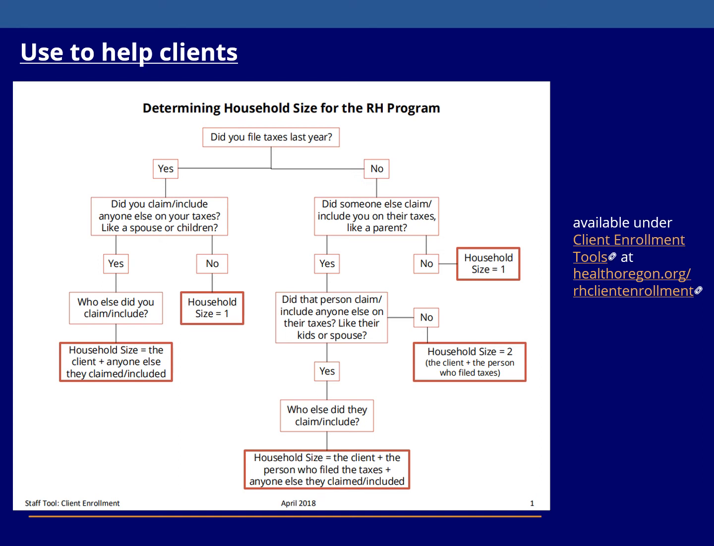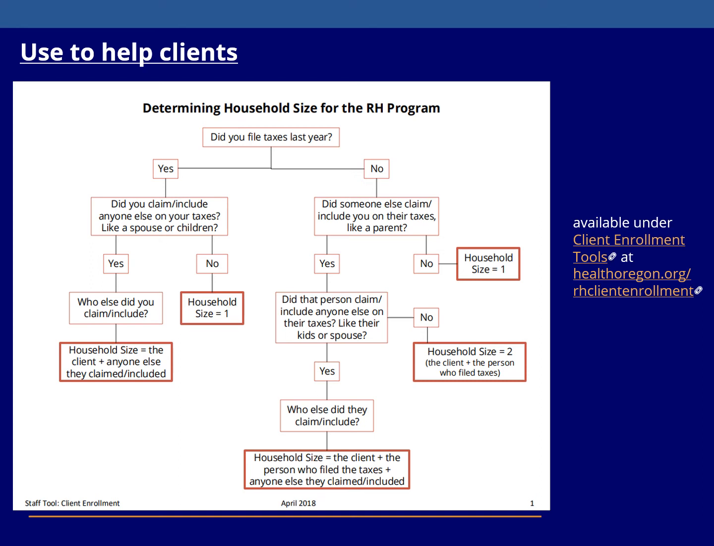If the client did not file taxes last year, ask if anyone else could have claimed them, like a parent. If the answer is no, their household size is 1. If the answer is yes, they must include themselves, the person who filed the taxes, and anyone else they think would have been on the taxes, like siblings or another parent.